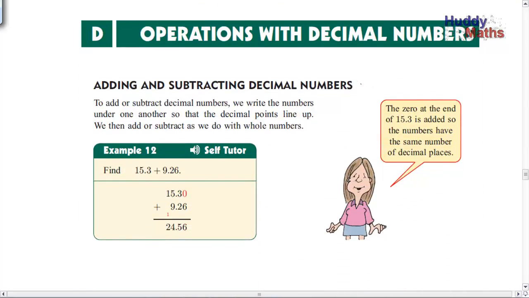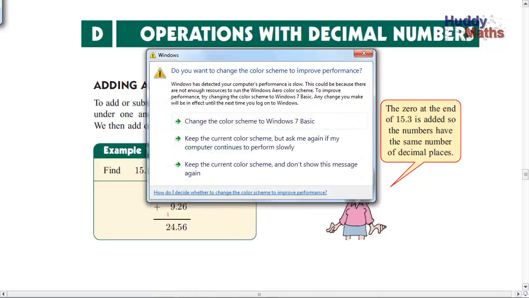Okay, adding and subtracting decimal numbers. Now, what might be the important thing here? We've got to write the numbers so that the units are the same. That means lining up the decimal, 15.3 and 9.26, and then we can just take them away as usual. Look at that 0 in there, just to indicate it's got no hundredths. This one's got 6 hundredths, so we've got to take them away.